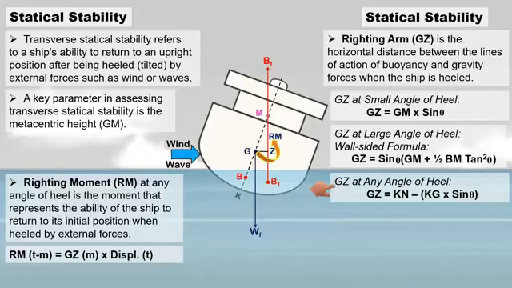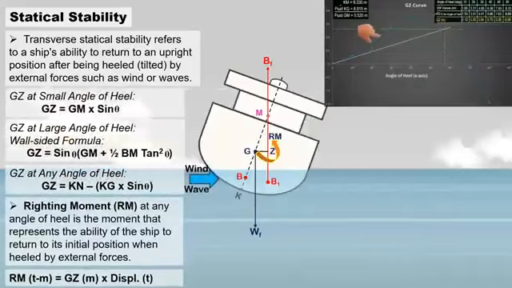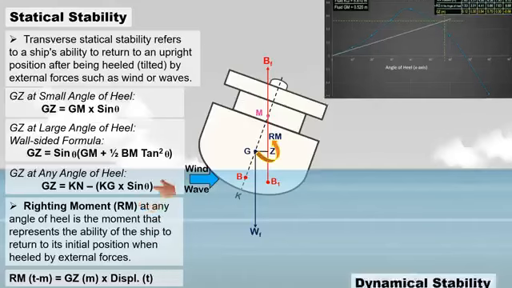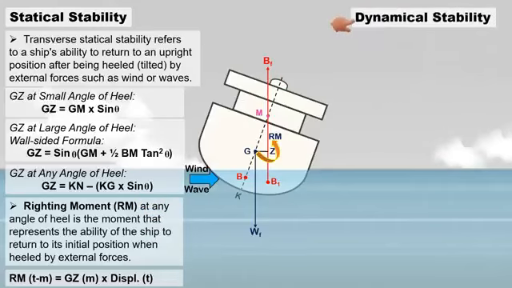There are several formulas for determining the righting lever. In these formulas, theta represents the angle of heel. When a vessel is heeled at 10 degrees or less, it is considered a small angle of heel, and you can use this formula. At a large angle of heel, a wall-sided formula must be used. This formula can be used at small and large angles of heel. Before we proceed to a graphical representation of the righting lever, the GZ curve, and calculating the moment of statical stability, or righting moment, let's define first dynamical stability.